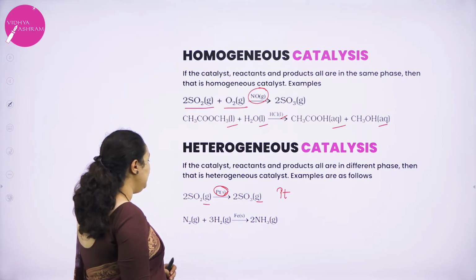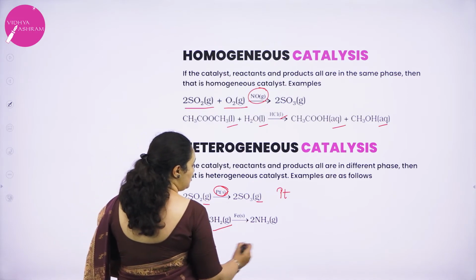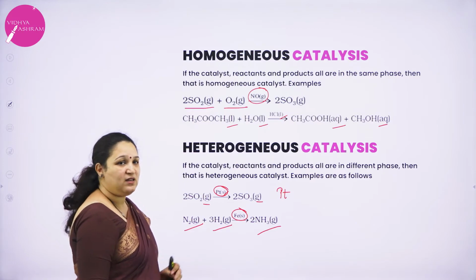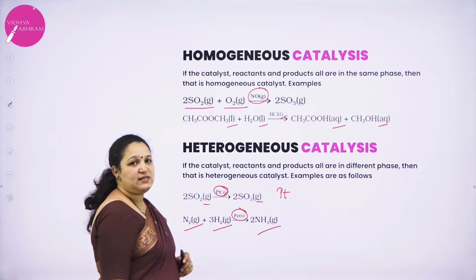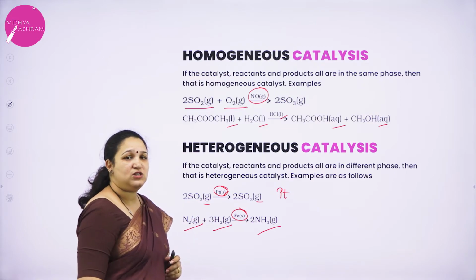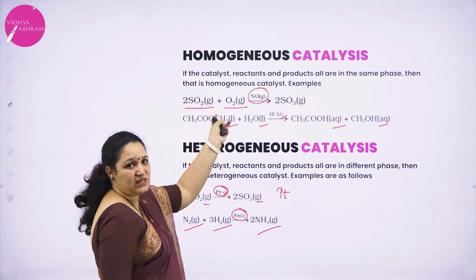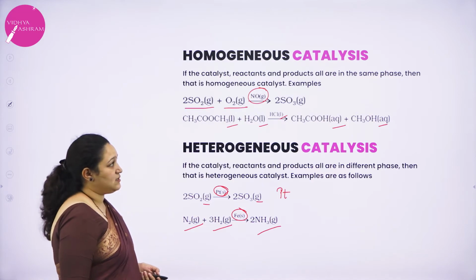Again one more example, this is Haber's process, that is nitrogen and hydrogen giving ammonia in the presence of iron as a catalyst. Iron is a solid, whereas nitrogen and hydrogen are gases. So this is again an example of heterogeneous catalysis. Hetero means different, homo means same. Okay, so those are the two types of catalysis.